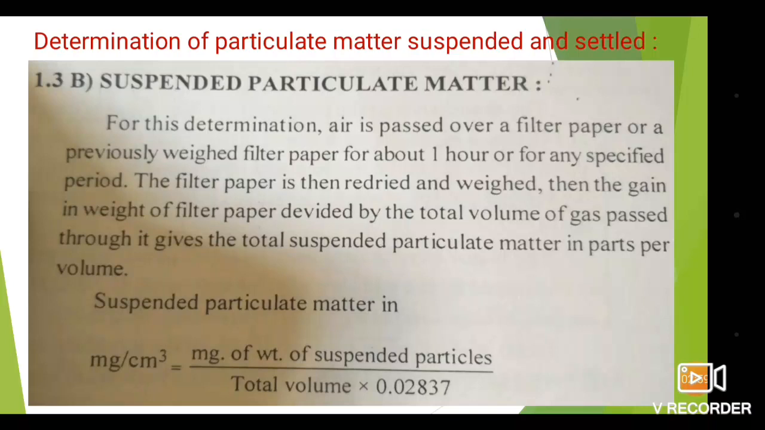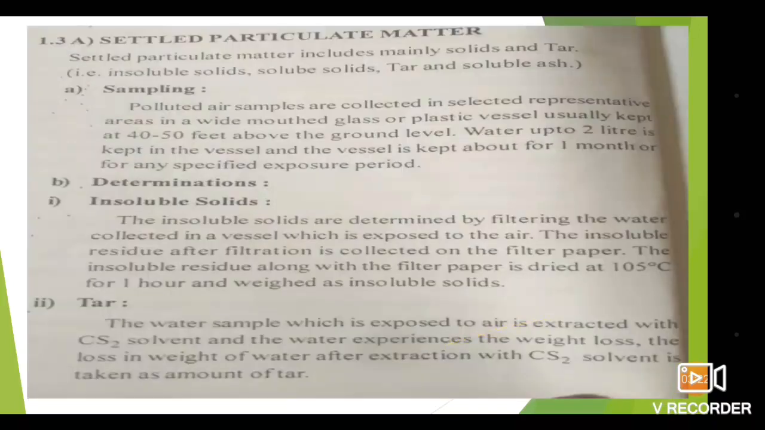So, what is the formula for that? Suspended particulate matter in milligrams per centimeter cube is equal to milligram of weight of suspended particles, that is nothing but gain in weight, divided by total volume into 0.02837, which is the conversion factor. In this way, we can determine the suspended particulate matter in the given air.